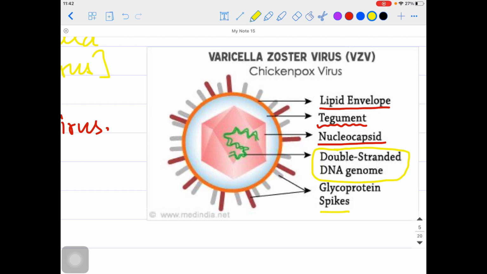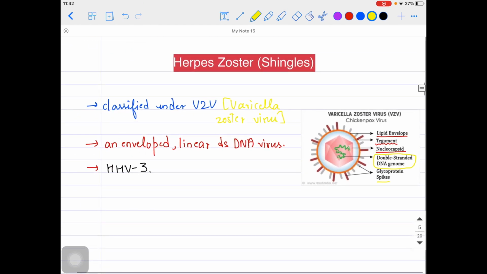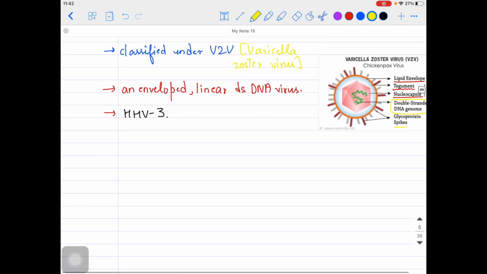Mainly you need to understand that there is a lipid envelope surrounding it, and inside it we have double-stranded DNA. This is also called human herpes virus 3, HHV3.